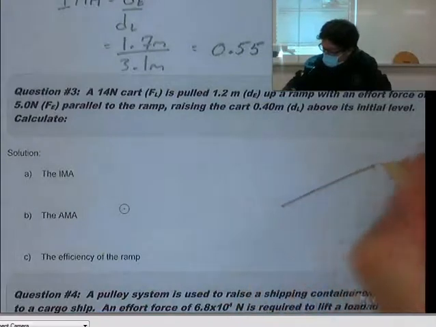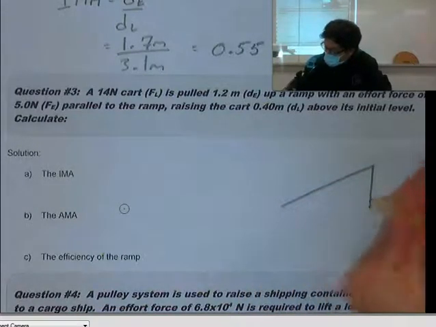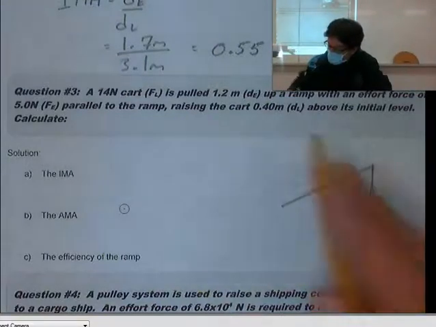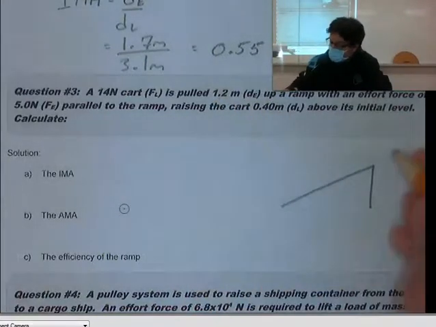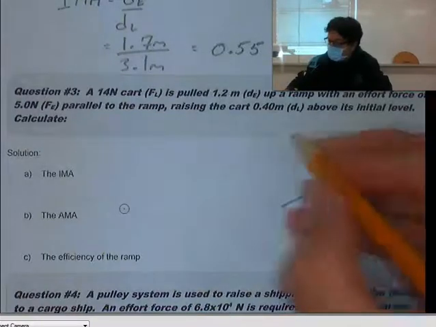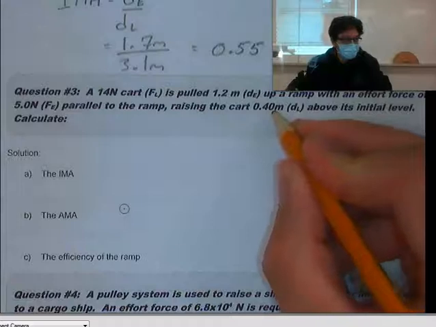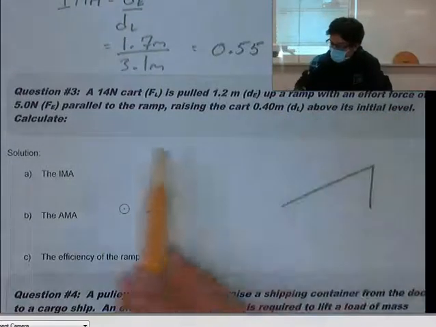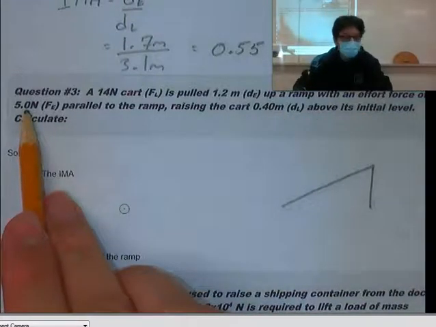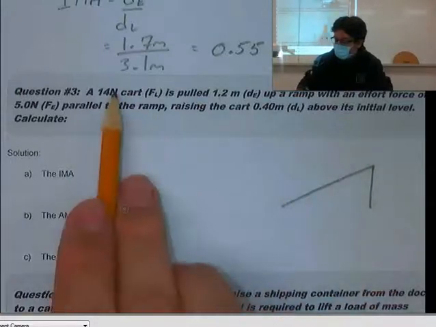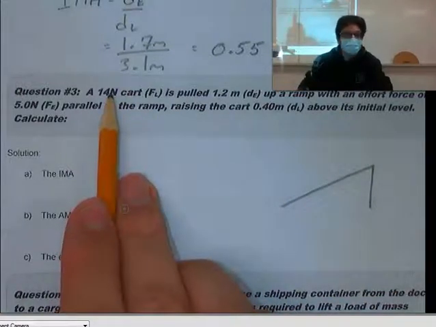So we're pushing something up an inclined plane, which is a total distance of 1.2 meters, but we're only raising it to a height of 0.4 meters. And it is taking us an effort of 5 newtons to push it up the ramp, where it would have taken us 14 newtons if we had lifted it straight up.